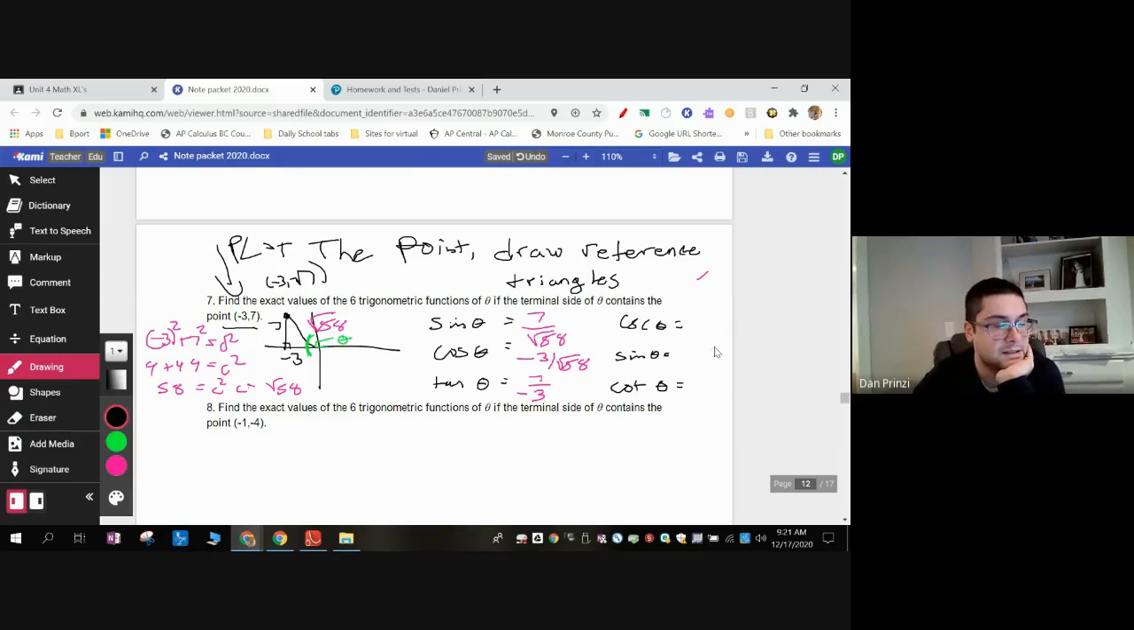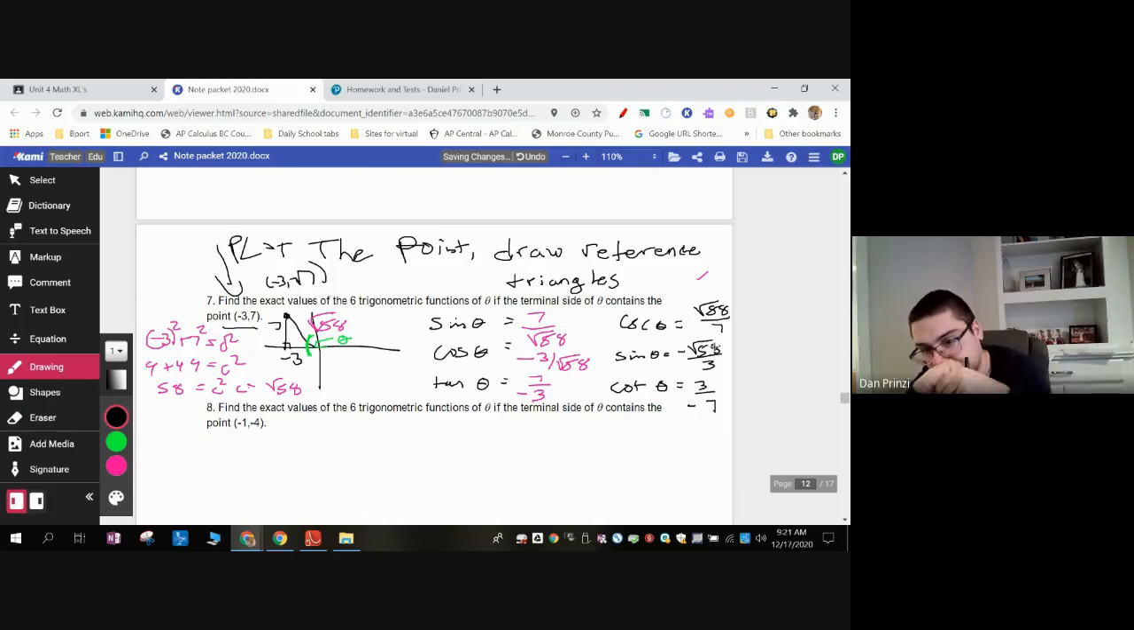Cosecant is 1 over sine, so I would just write radical 58 over 7. Secant, I would just write negative radical 58 over 3. And cotangent, I would write 3 over -7. So you see, when they say find all 6, you're really only finding 3 and then flipping them. Does that make sense?